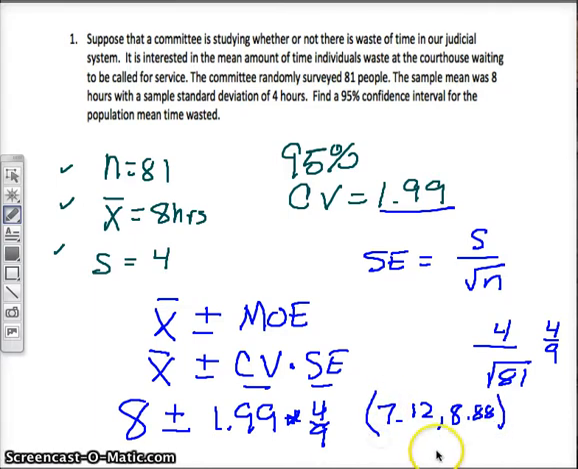So this is our confidence interval. Can we interpret it? We can say, with 95% confidence, that the average wait time for someone waiting at court is 7.12 hours to 8.88 hours, okay? And that may be important information.